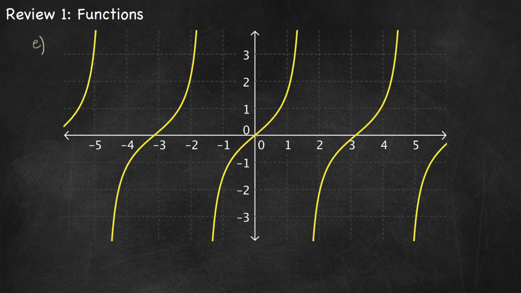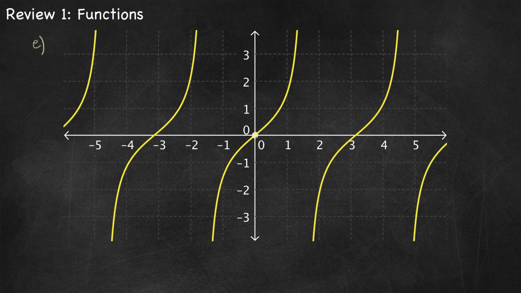Part E. Now, hopefully you recognize the shape of this graph. This is a tangent function. Not sure yet if there have been any transformations applied to our parent tangent function. So let's think about key points. Well, we know on our parent tangent function, the tangent of 0 is 0. So that point remains the same here.